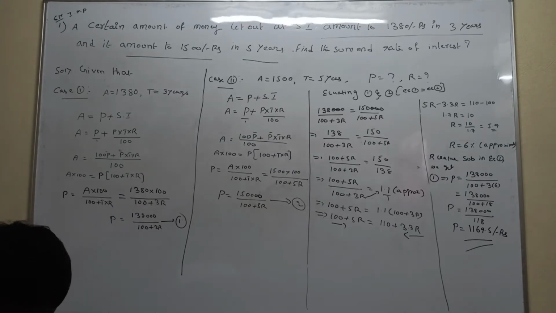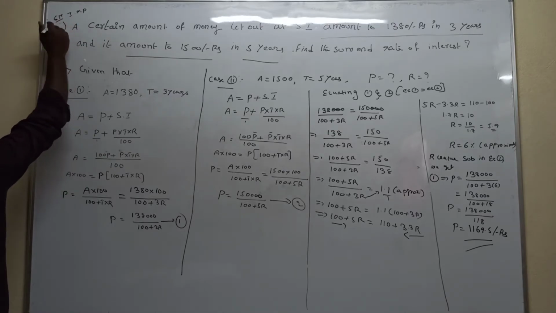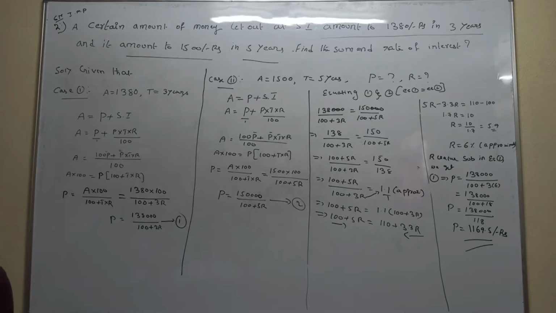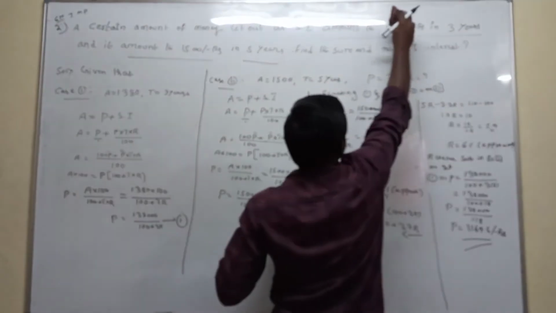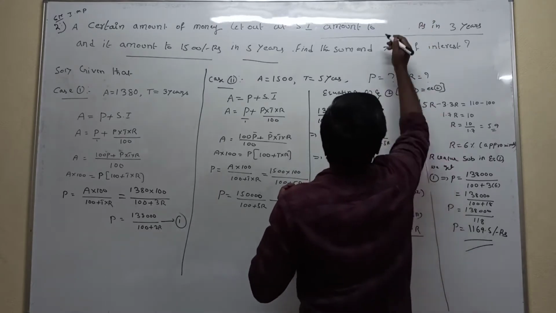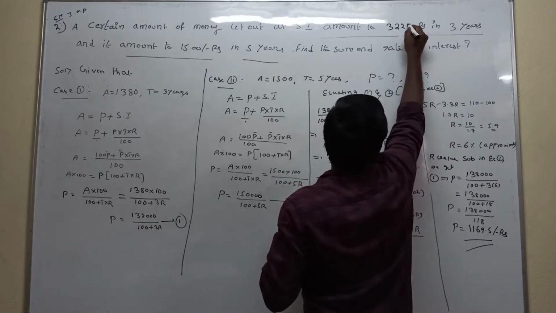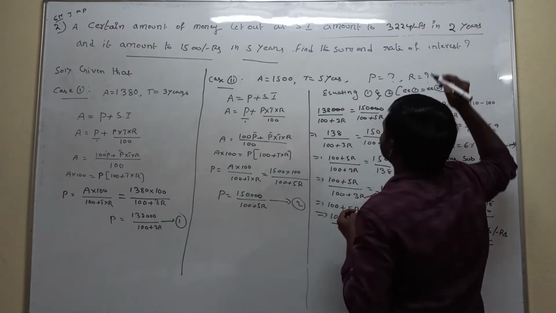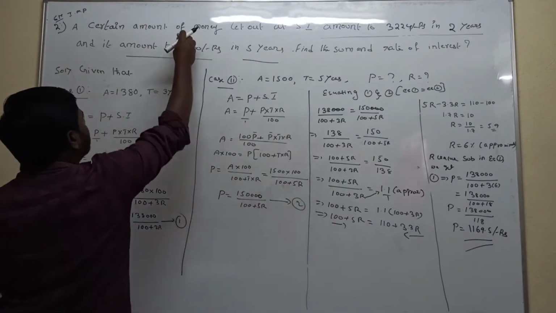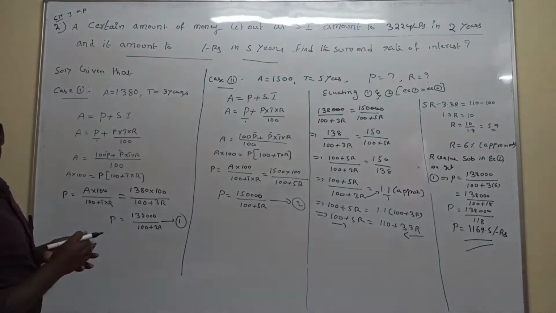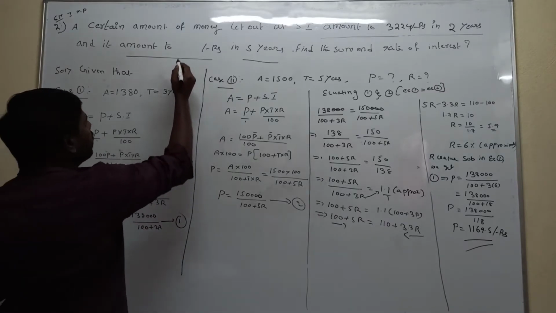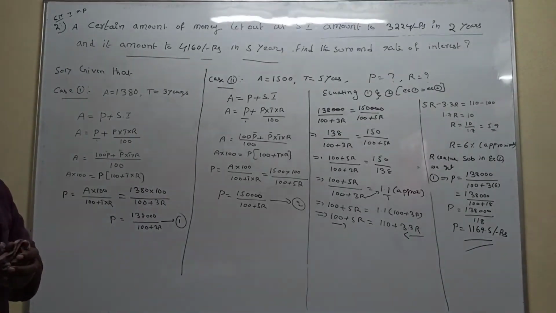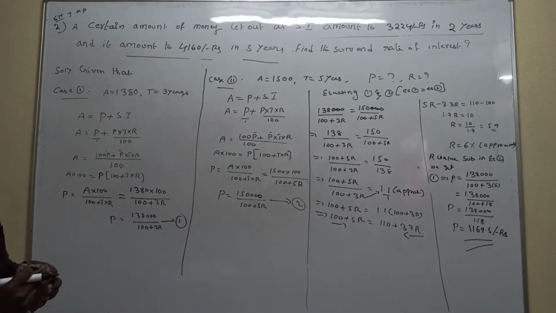See the second question. A certain amount of money is lent out. This amounts to 3,224 rupees in 2 years. And another condition given is it amounts to 4,160 rupees in 5 years. Find the sum and rate of interest.